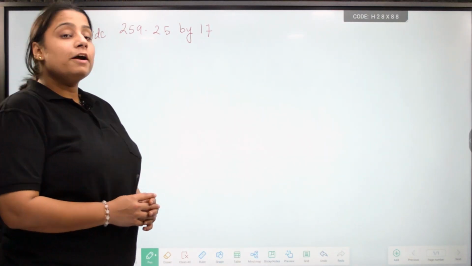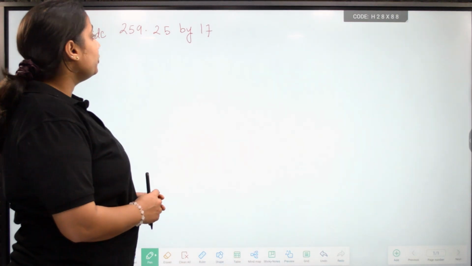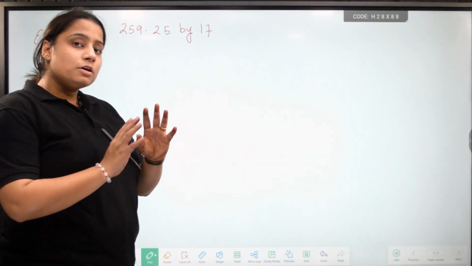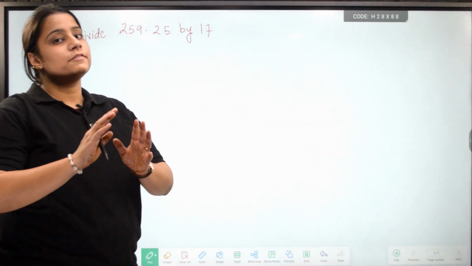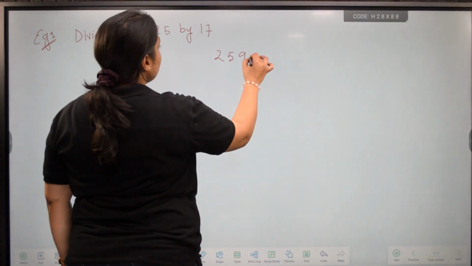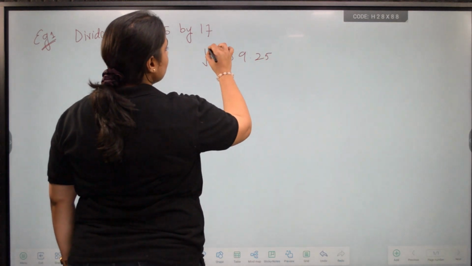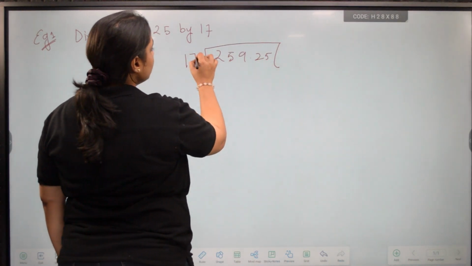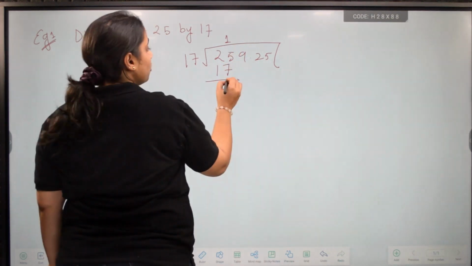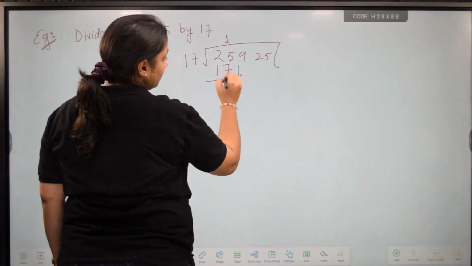Example 1. Divide 259.25 by 17. The division of the decimal number is similar to the division of the whole numbers. So 259.25 divided by 17. So 17 into 1 is 17. We got 8 here. Bring 9.